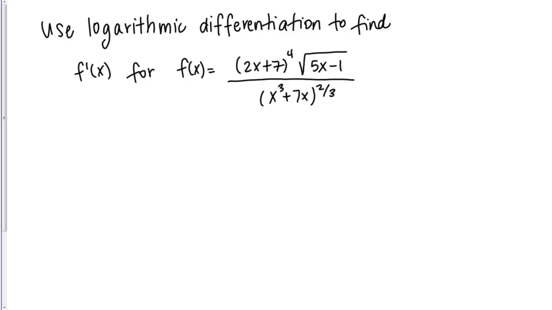Let's practice using logarithmic differentiation to find the derivative of the problem written here. So our function is f of x equals (2x plus 7) to the fourth times the square root of (5x minus 1), all over the quantity (x cubed plus 7x) to the 2/3. So this is a pretty nasty rational function.